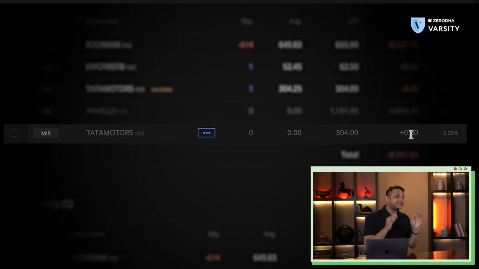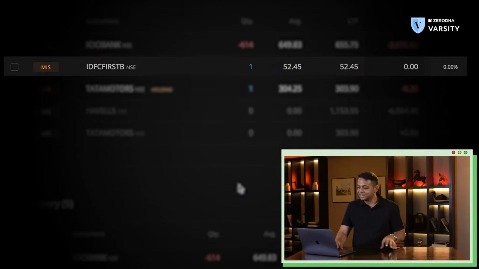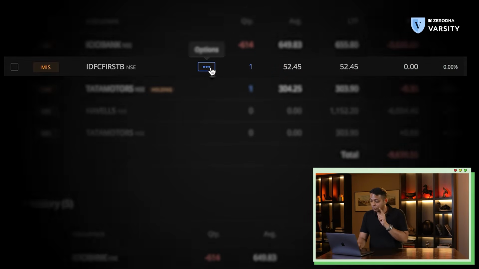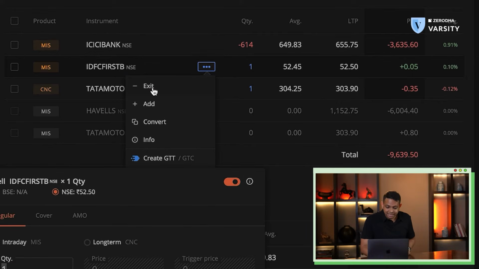So when you exit an intraday position, whether it's a short or a long, it's called a square off. Okay, now let's understand a stop loss order. I already have one stock that I'm long MIS, long intraday. So I'll click on the options tab. I'm still in the positions tab. I'll click on the options button and I'll click on exit.